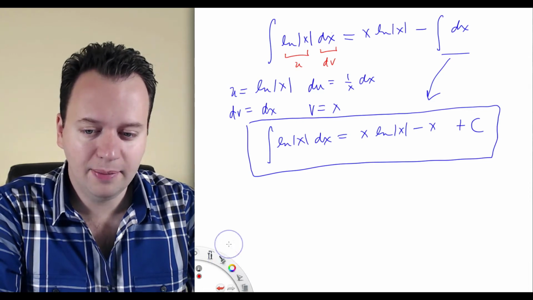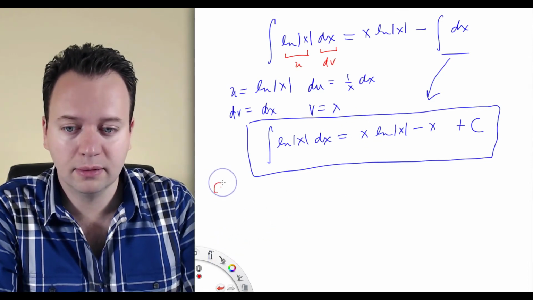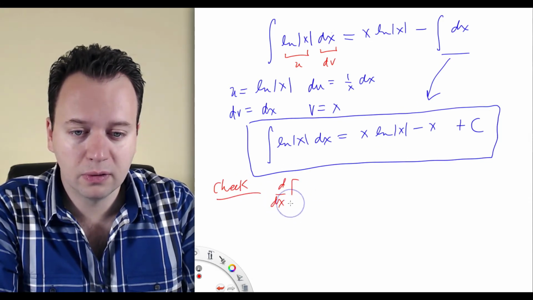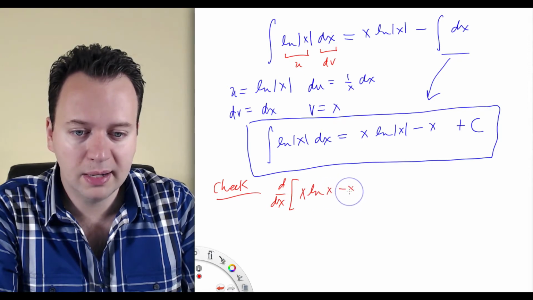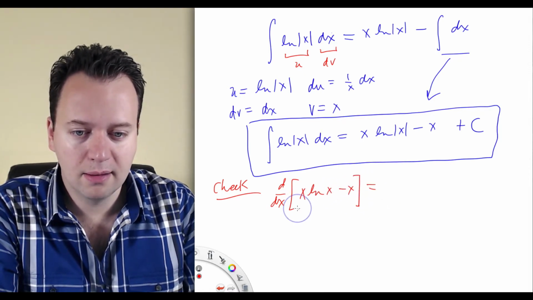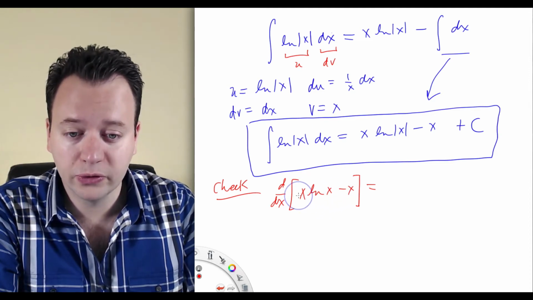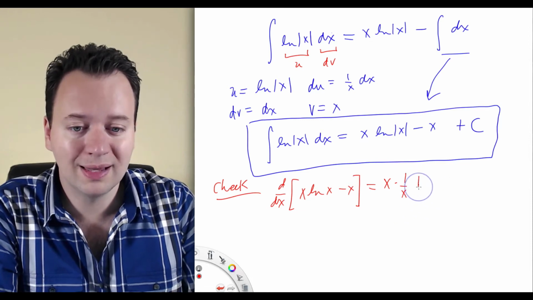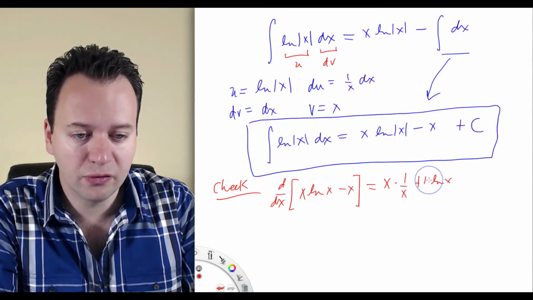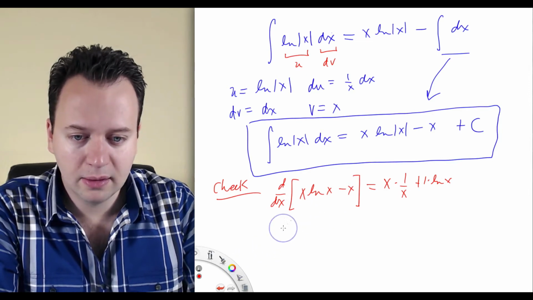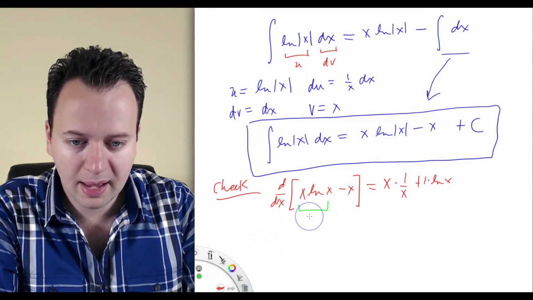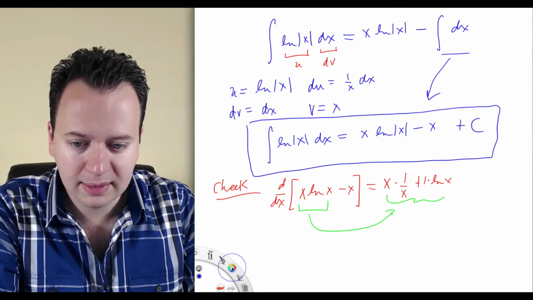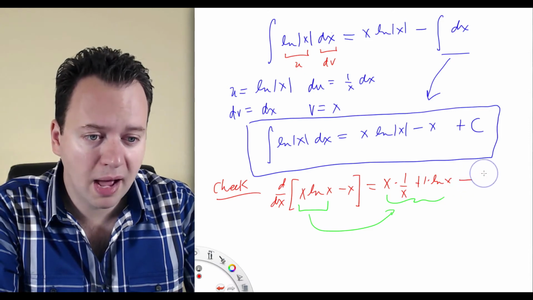Now, if you're skeptical, let's check. And you should always check your answers. So let's take the derivative of the right-hand side. So the derivative of x ln of x minus x. For this first one, we're going to need the product rule. So it's the first times the derivative of the second. So it's x times the derivative of ln of x, which is 1 over x, and then plus the second times the derivative of the first, which is 1. So that all comes from x ln of x, and we get these. And then minus x, derivative of minus x is minus 1.